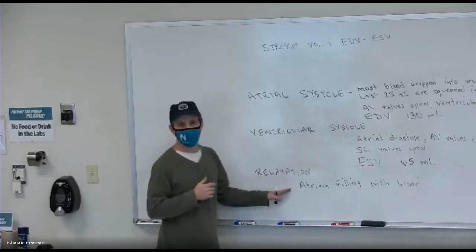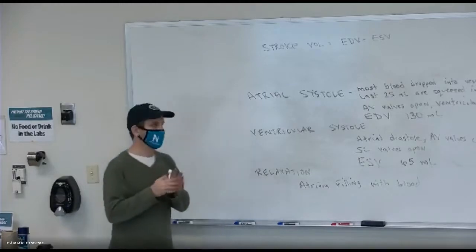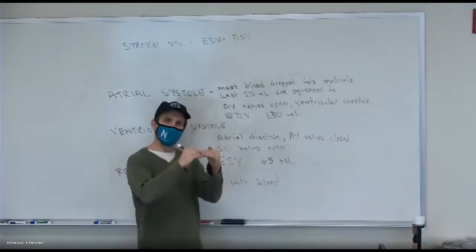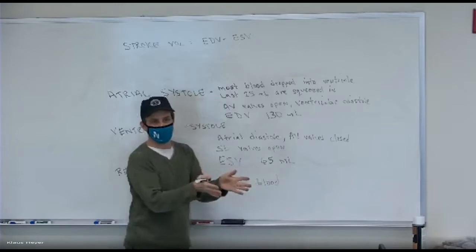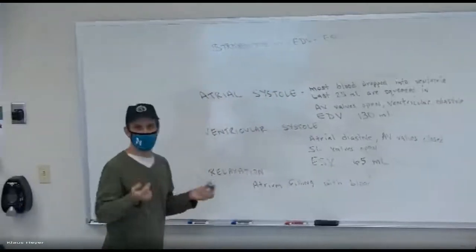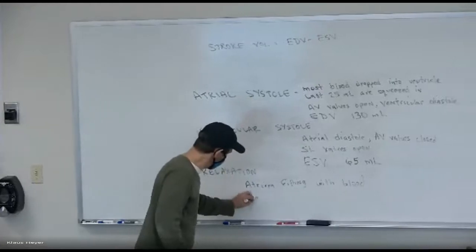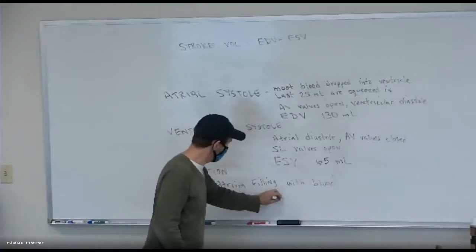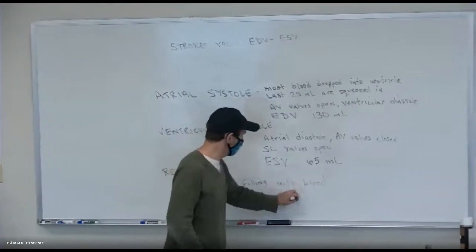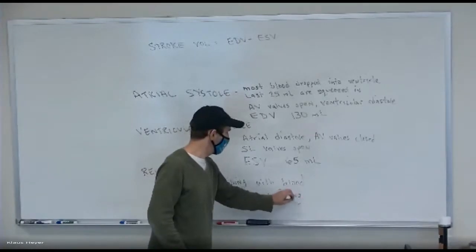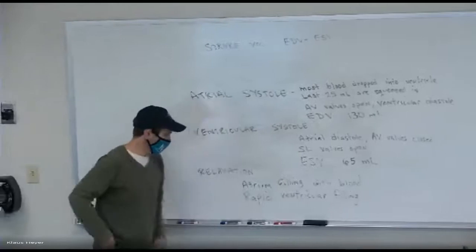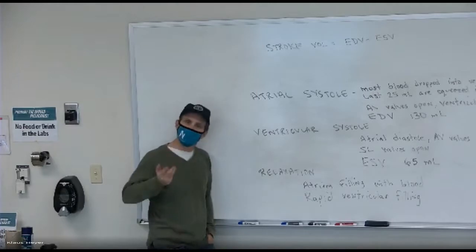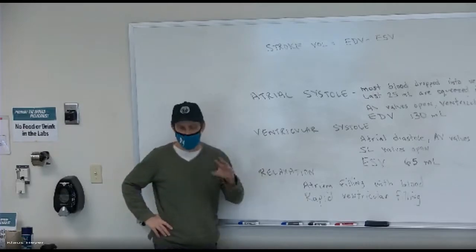So the atrium are filling with blood. Eventually, like in that picture that I drew over here with the red, enough blood's going to get in there, and it's going to open the AV valves, and you're going to have what's called rapid ventricular filling. I'll look around YouTube and try to post a couple of videos that will show you what it looks like.